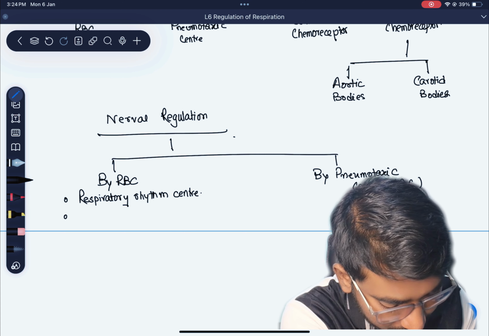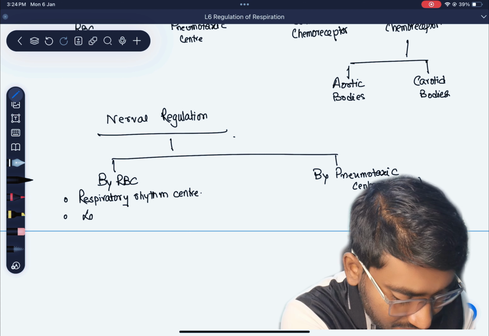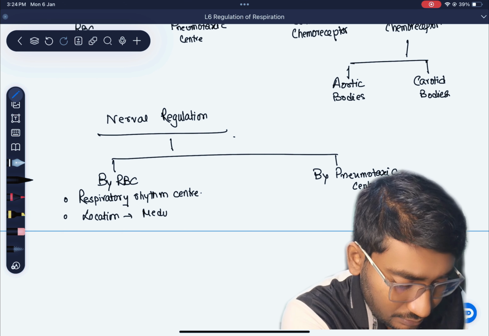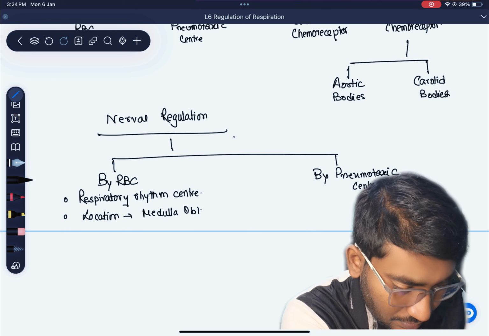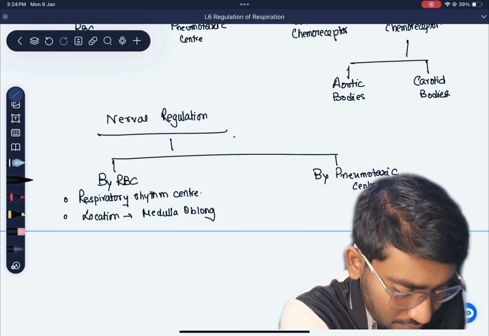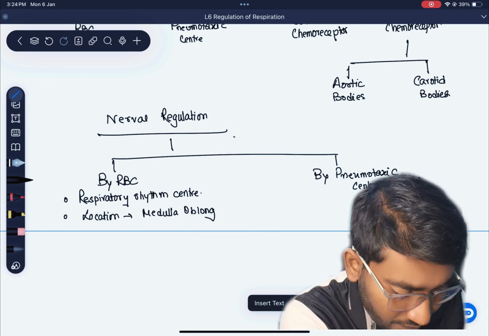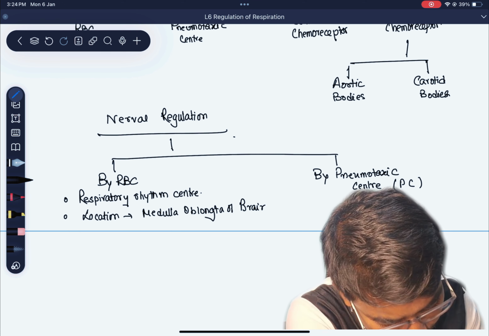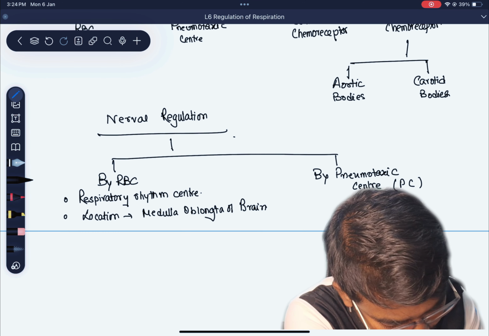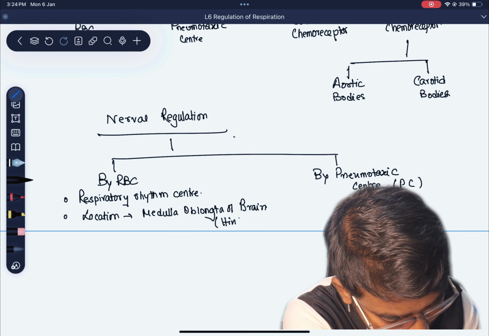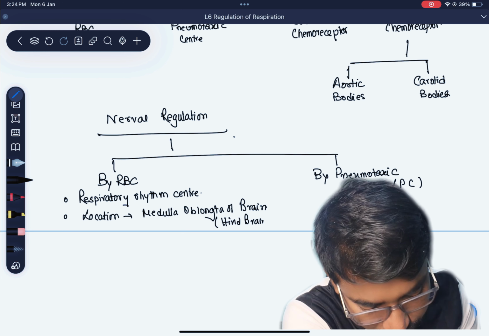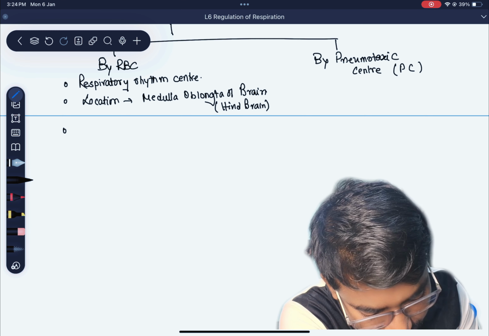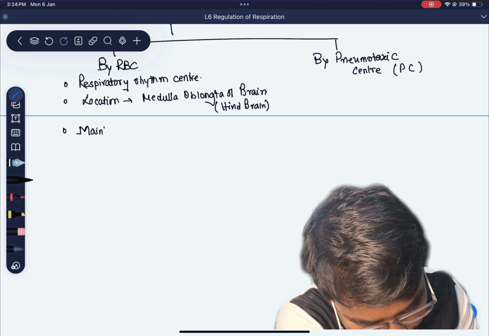Location of the respiratory rhythm center is the medulla oblongata of the brain. Okay, now basically hindbrain. Now, in the third point, it maintains what? It maintains the rhythm of breathing.